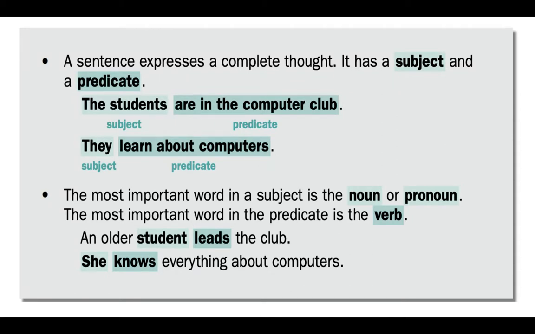The most important word in a subject is the noun or pronoun. The most important word in the predicate is the verb. An older student leads the club. She knows everything about computers.